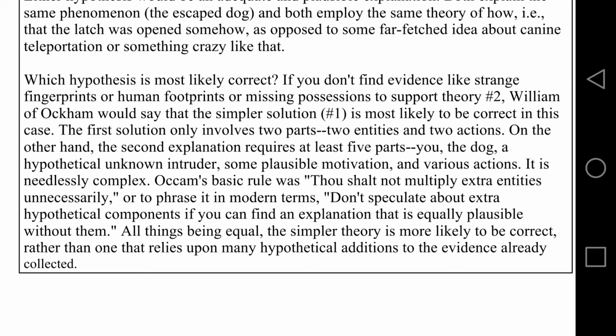The first solution only involves two parts, two entities and two actions. On the other hand, the second explanation requires at least 5 parts, you, the dog, a hypothetical unknown intruder, some plausible motivation, and various actions. It is needlessly complex. Occam's basic rule was, thou shalt not multiply extra entities unnecessarily.